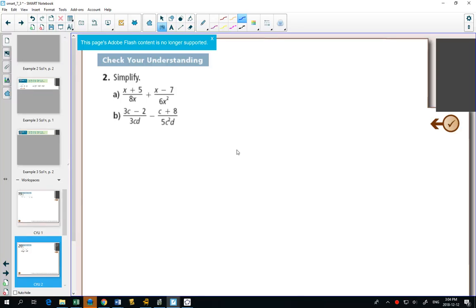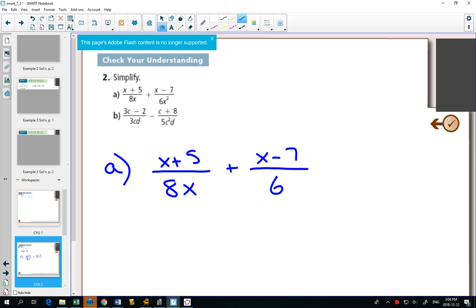Okay, so again, we're adding and subtracting fractions now. The same rules apply as before when adding and subtracting fractions. You need to get a common denominator. So looking at A, in A my denominator is 8x. In B, my denominator is 6x squared.